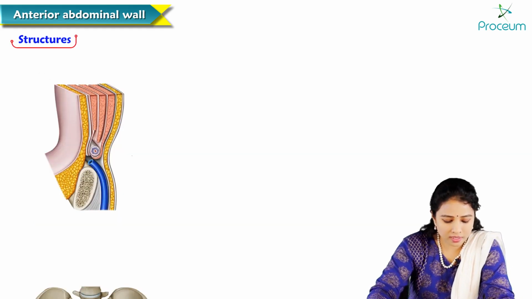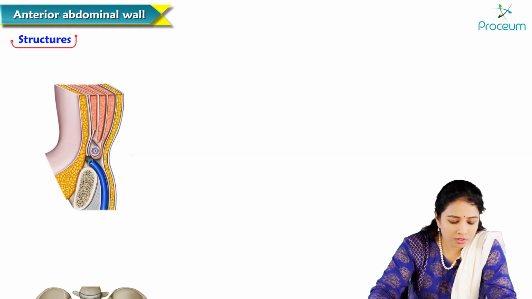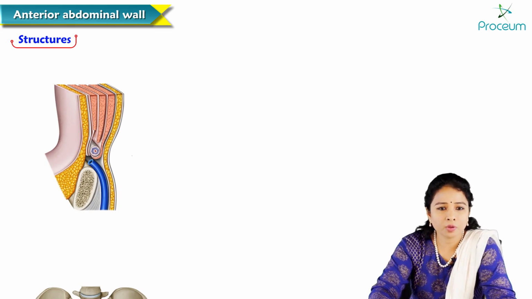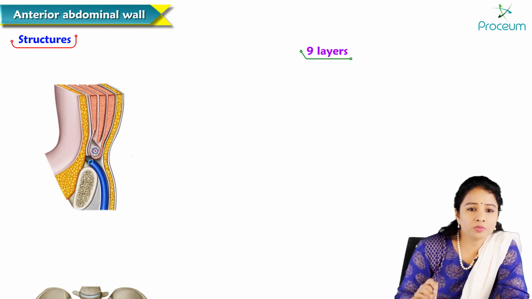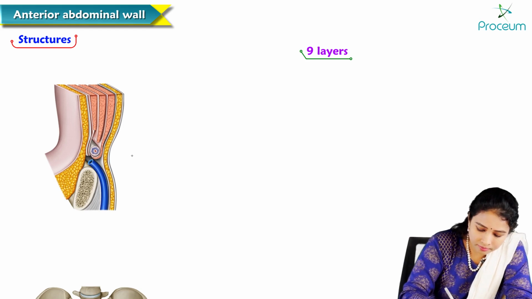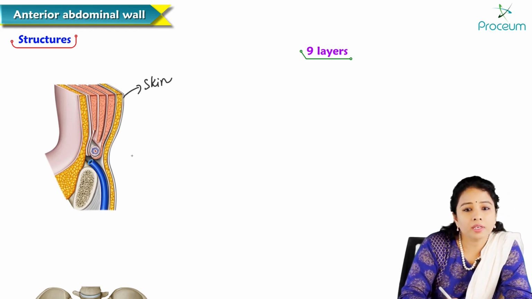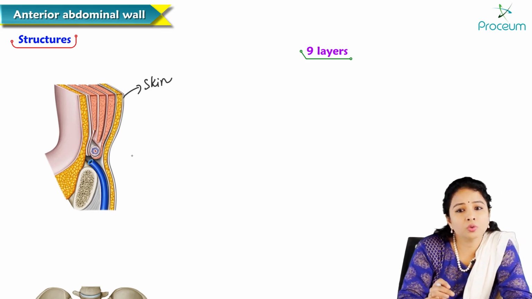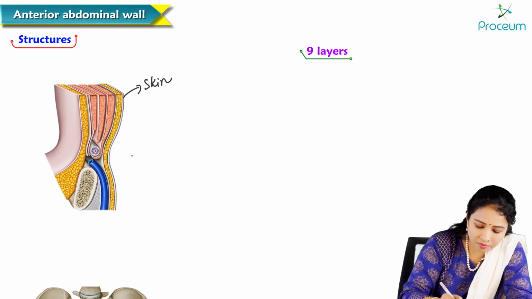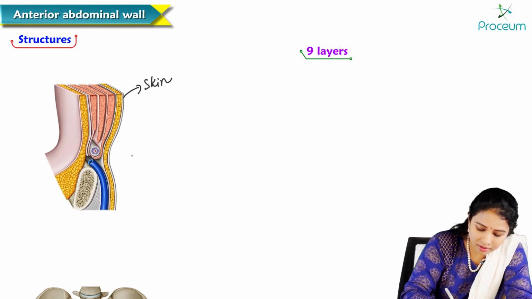So here is the sagittal section to show the layers of anterior abdominal wall. So structures forming superficial to deep. So there are 9 layers which form the anterior abdominal wall. So the superficial most is the skin. Beneath the skin is the superficial fascia. The 2 layers of superficial fascia are the fatty layer and membranous layer.